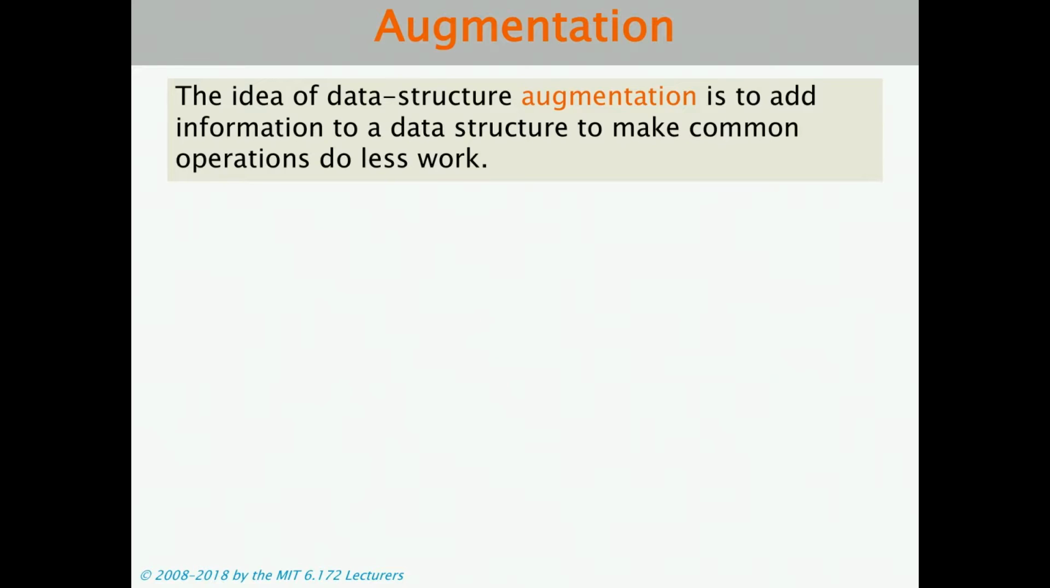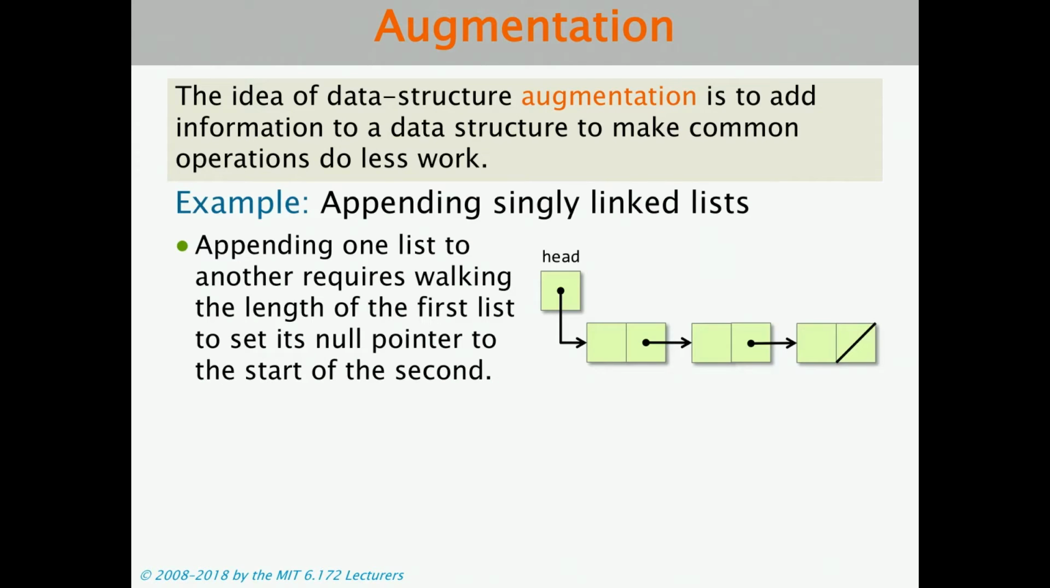All right, so the second optimization is data structure augmentation. And the idea here is to add information to a data structure to make common operations do less work so that they're faster. And let's look at an example.